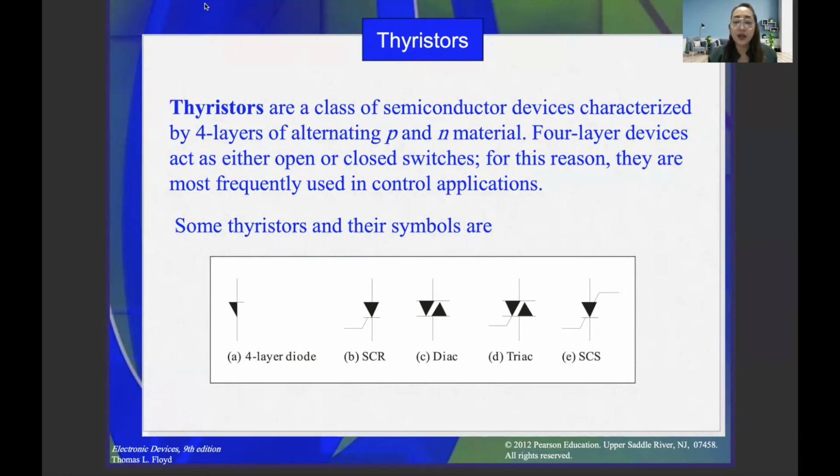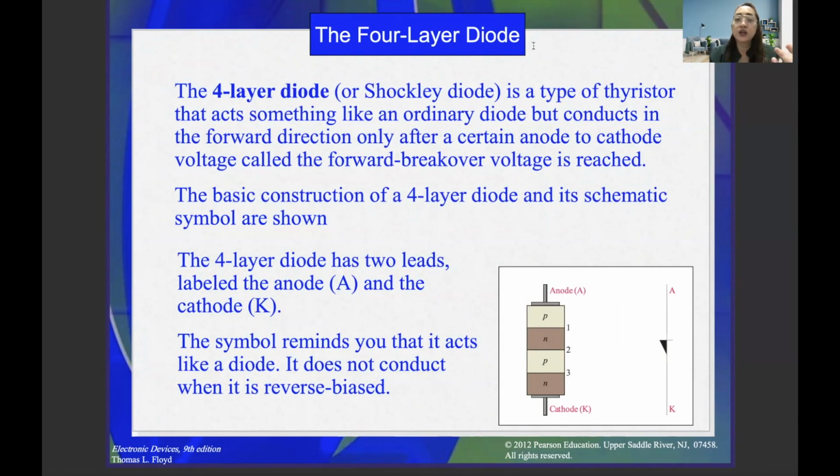Here are some thyristors and their symbols, starting with the four-layer semiconductor. Then we also have the SCR. We also have the diac, triac, and SCS. The four-layer diode. From Electronics 1, we learned that diodes have only two layers, the P and the N. That is either a silicon diode or a germanium diode, and it can be either a varactor, what else? Zener diodes. Those are two-layer diodes.